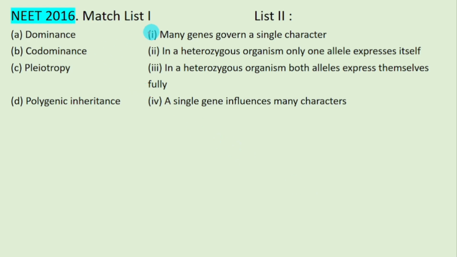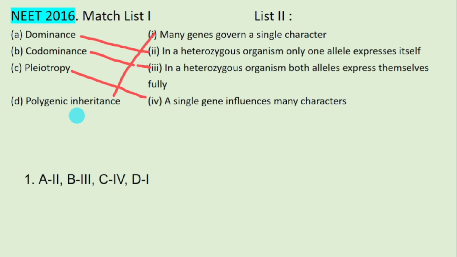Match question. Many genes govern a single character. Many genes and single character. This is polygenic. D1. Then remaining we discussed yesterday also. In a heterozygous organism, only one allele expresses itself. One allele expresses itself, this is dominance. In a heterozygous organism, both alleles express themselves fully. This will be codominance. And then last one, single gene influences many characters is pleiotropy. C4. A2, B3, C4, D1. Option 1 is the answer.